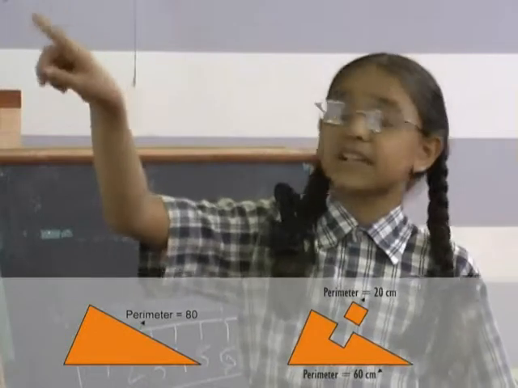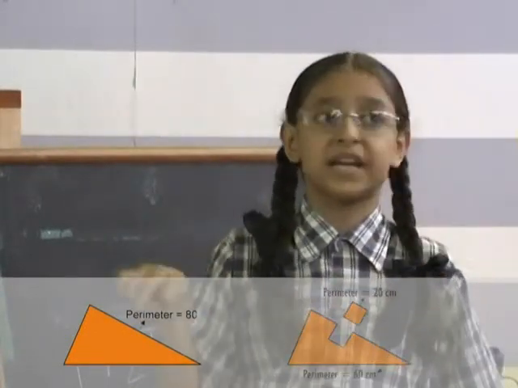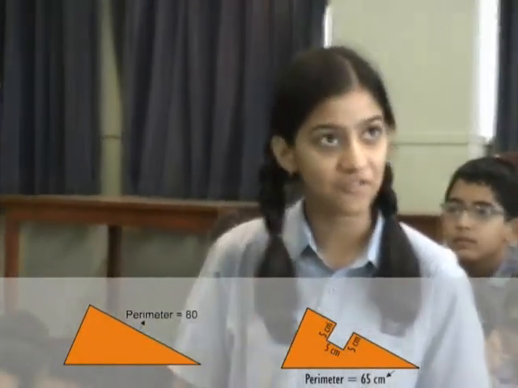So perimeter is the outside border portion. The perimeter of the full triangle is 80 centimeters and the perimeter of the square cut off is 20 centimeters, so each side will be 5 centimeters. Now you cut off the square, so the border will be less. One side was included and 3 sides are left out. Now 3 sides would be 15 centimeters, so 80 minus 15 will give you 65 centimeters.